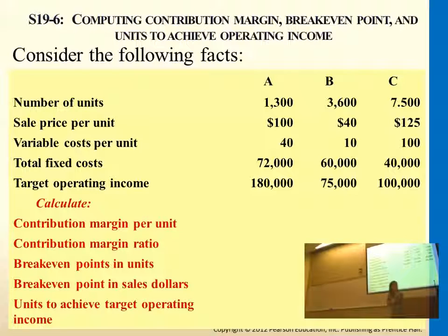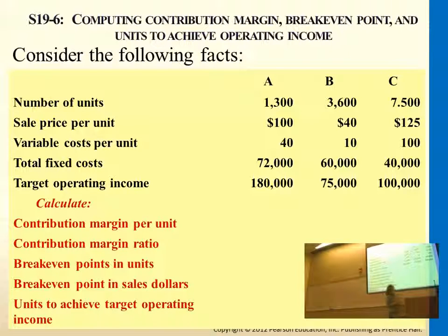Okay, let's take a look at company A. So we have sales price $100 per unit, variable cost 40, contribution margin per unit would be 60, right? 100 minus variable cost to give us 60 per unit. This is contribution margin for A company. And then the ratio we will calculate it by what? 60 over sales, which is 100, will give you 60%, right?